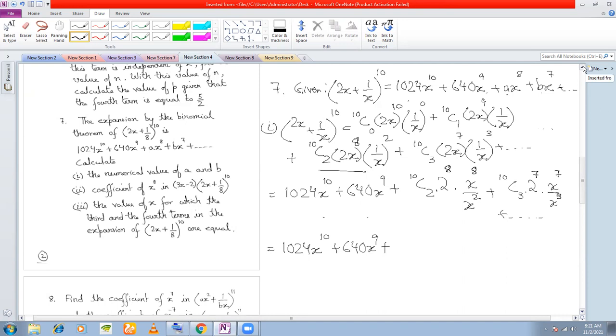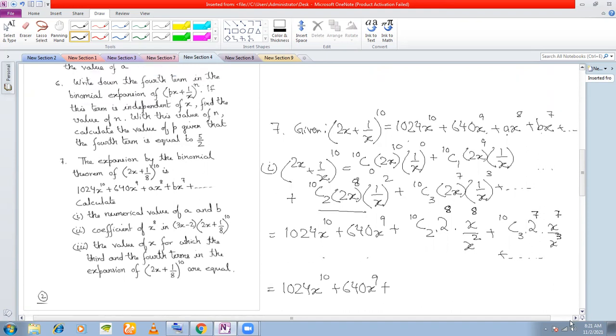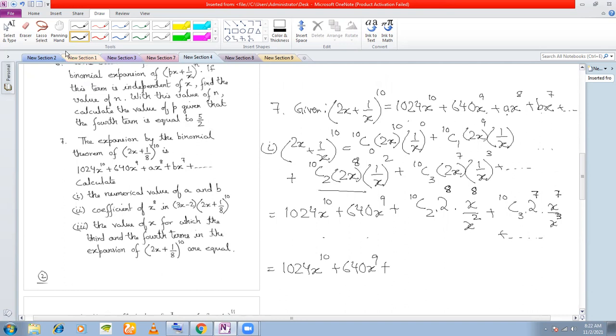2x plus 1 by x, or is it 1 by 8? Just let me check. Okay, this is 1 by 8. I have written 1 by x. This is 1 by 8. That is why this problem is happening. All this is 8. Okay. So this is 2x plus 1 by x. Even given here is the expansion of 2x plus 1 by 8. Okay. So now it's okay. Let me just change these two.